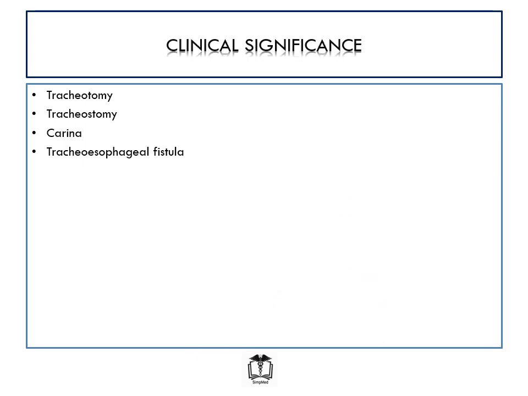So to conclude this module, let's talk about some of the important clinical significance of the trachea. This includes tracheostomy and tracheotomy, as well as the carina and the tracheoesophageal fistula. Our focus will be on the tracheoesophageal fistula because it is anatomically relevant to our discussion.